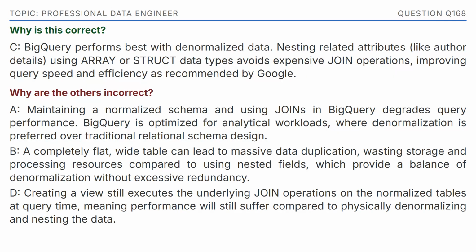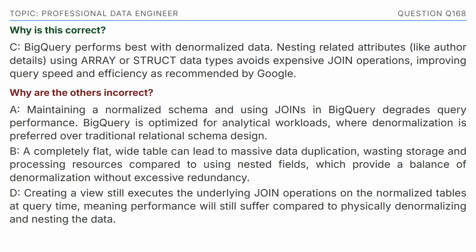Why is this correct? C. BigQuery performs best with denormalized data. Nesting related attributes, like author details, using array or struct data types avoids expensive join operations, improving query speed and efficiency as recommended by Google.